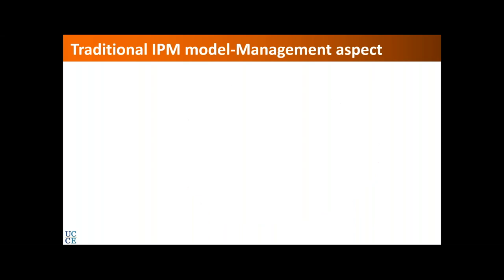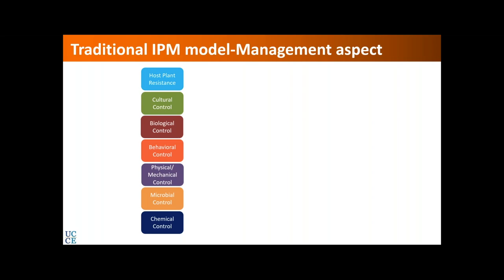So the old model, the triangular version I showed earlier, mainly focuses on the management aspect. You know, it is looking at various control options to suppress pest populations. And again, when we are talking about pests, it includes all kinds of organisms that damage crops. It can be arthropods or weeds or pathogens or nematodes and so on, or other invertebrate pests. So when we are looking at various control or management options, traditionally we see host plant resistance, cultural control, biological control, behavioral control, physical or mechanical control, microbial and chemical control options.